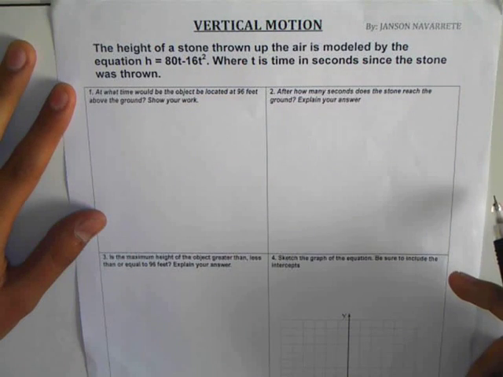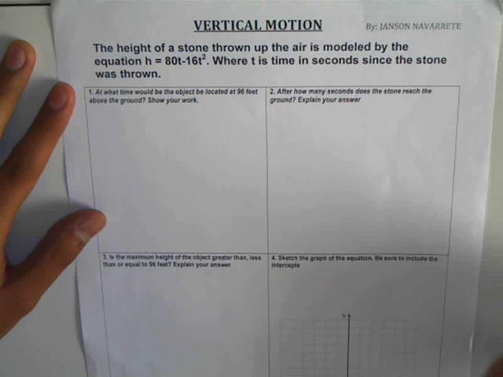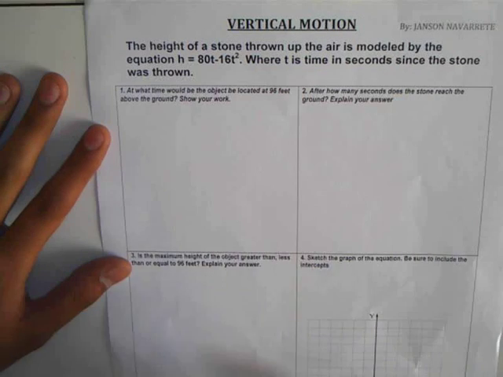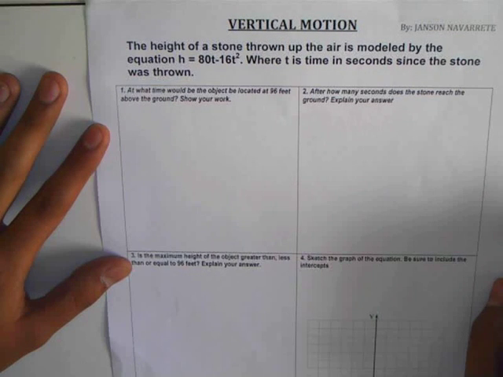The height of the stone thrown up in the air is modeled by the equation h, which is height, equals 80t minus 16t squared, where t is the time in seconds since the stone was thrown. So we'll solve, and then we'll read the question for number 1. At what time would the object be located at 96 feet above the ground? Show your work.